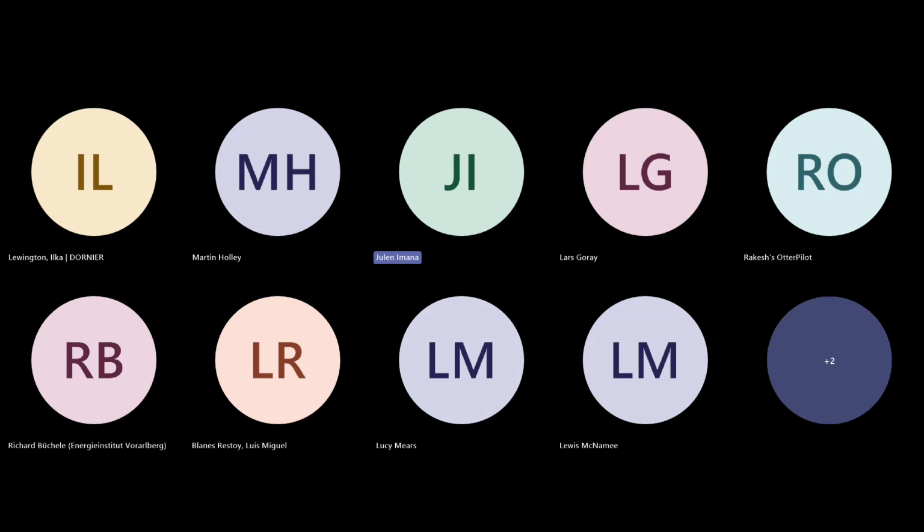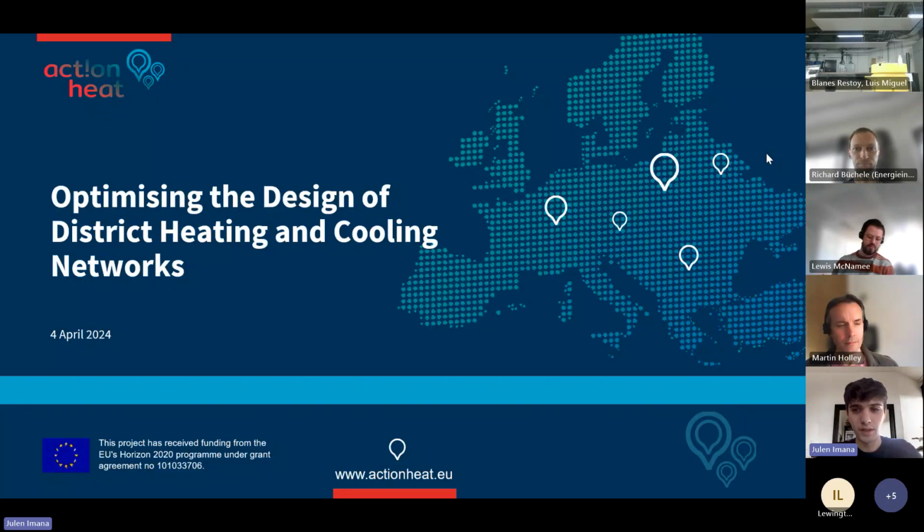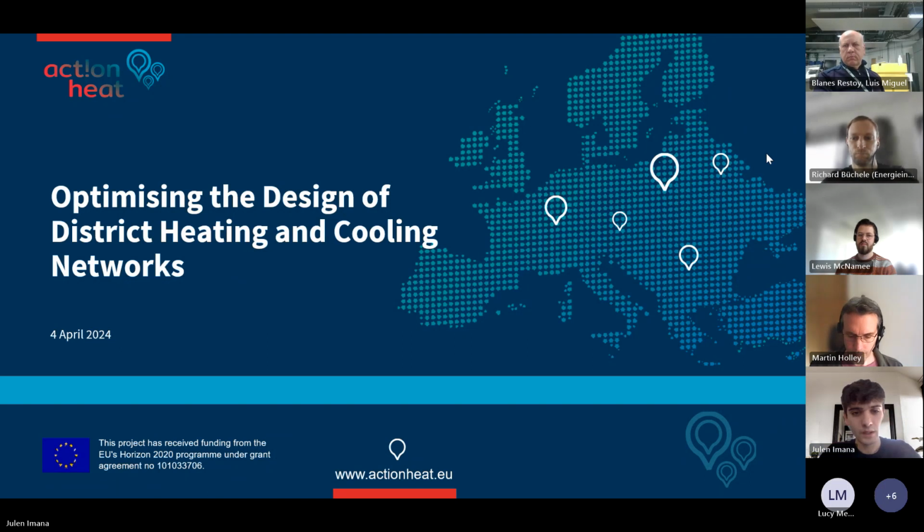So my name is Julen Imaña, and I would like to welcome you to this webinar as part of the onHeat training program. This is the second webinar of this training series, and the topic for today is optimizing the design of district heating and cooling networks, particularly using online tools. If you are interested in watching our previous webinars, you can do so in our website.